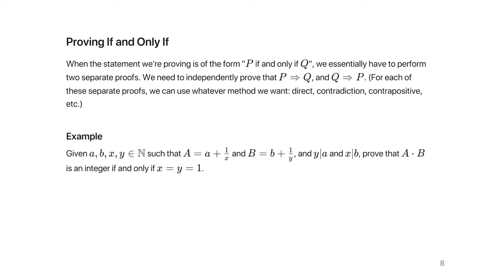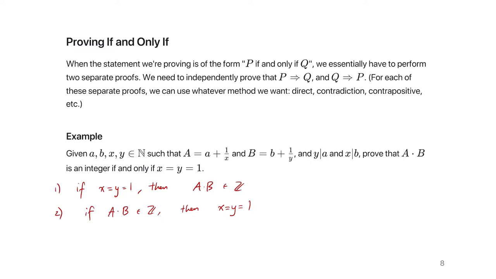But the point of this is that we have to do two separate proofs here. The two directions: one is that if X equals Y equals 1, then A times B is an integer. And the other is that if A times B is an integer, then X is equal to Y is equal to 1, with all those conditions also holding. And we have to do these separately, and once we've done both of these individual proofs, we've proven the entire thing, that the first condition holds if and only if the second condition holds, essentially telling you that they're equivalent.